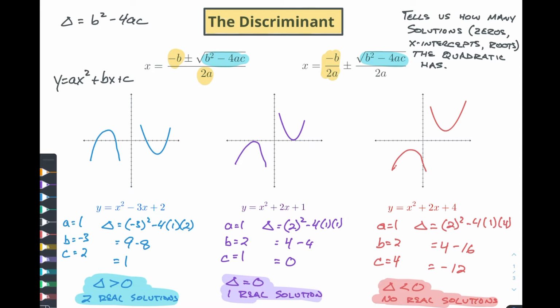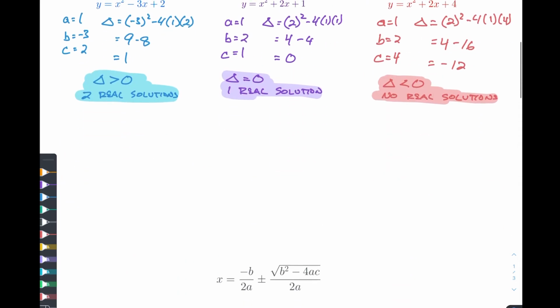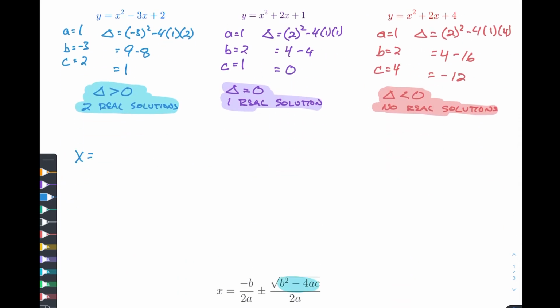Why greater than 0 is equal to two solutions, equal to 0 is one solution, and less than 0 is no solutions. As we drop this back into the quadratic formula, it's going to say negative b over 2a. So we've got a negative, negative 3, so we're going to have 3 over 2a, 2 times 1. And then we're going to have plus or minus, and in this case, we already found the discriminant to be 1. So we're going to have the square root of 1 over 2. So x is equal to 3 over 2 plus or minus 1/2.